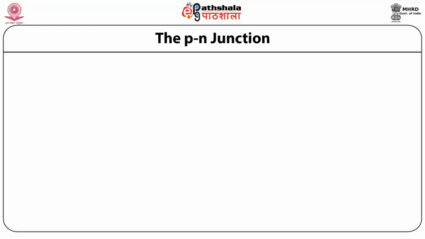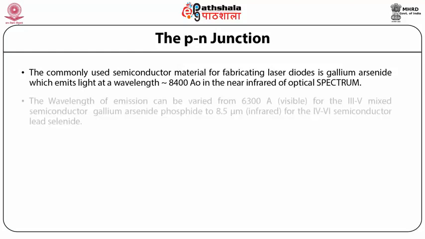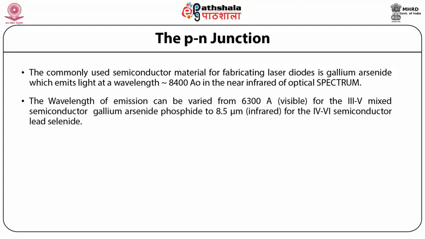Now coming to the p-n junction, the commonly used semiconductor material for fabricating laser diodes is gallium arsenide, which emits light at a wavelength of 8400 angstrom in the near infrared of optical spectrum. The wavelength of emission can be varied from 6300 angstrom, which is in the visible region, for the III-V mixed semiconductor gallium arsenide phosphide, to 8.5 micrometer, which is in the infrared region, for the IV-VI semiconductor lead selenide.